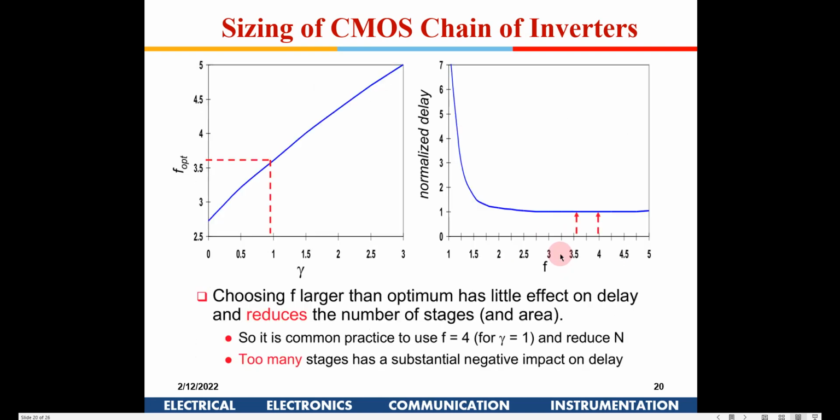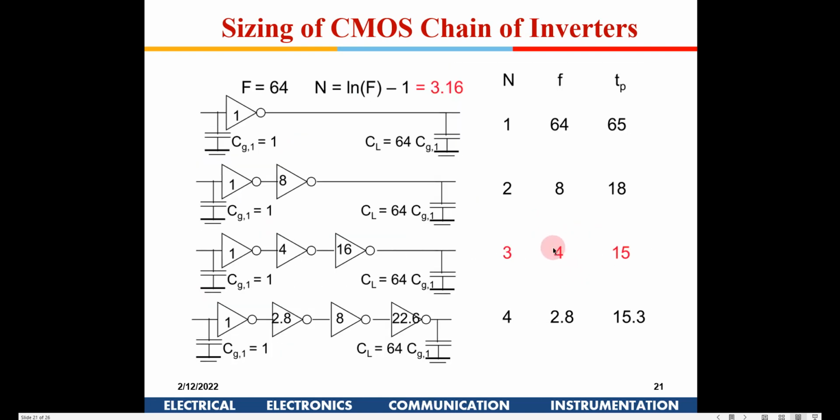Okay, so it can be kept around 3.5 or 4, so that you ensure that the delay is minimum. Whenever there is a large load, we will not use a single transistor and make a huge transistor to bring down the delay. The better option would be to use a chain of inverters with geometrical sizing, each of these inverters having a small f.